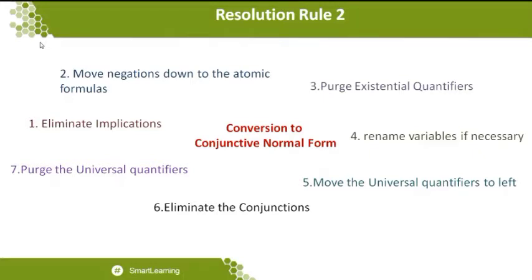And the third one, purge the existential quantifiers. This is the third step you want to do when you are converting to the CNF. You want to purge the existential quantifiers. So if any existential quantifier is available, such as there exists someone, if this kind of thing is available in the particular first order logic statement, at that moment you can purge the existential quantifiers so that we can go to the next level. So what is the next level?